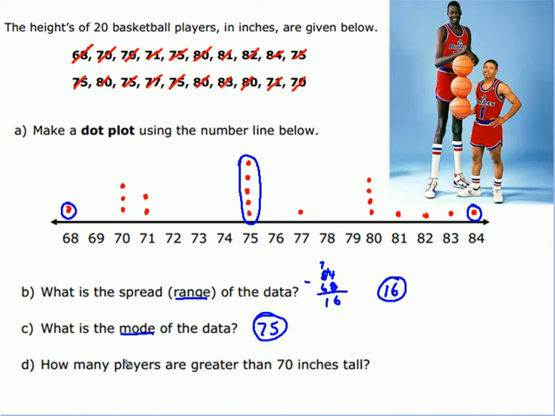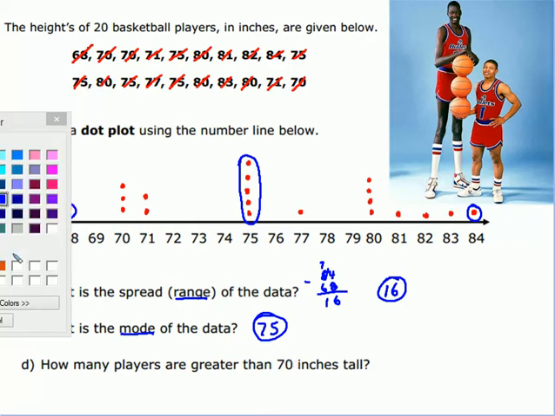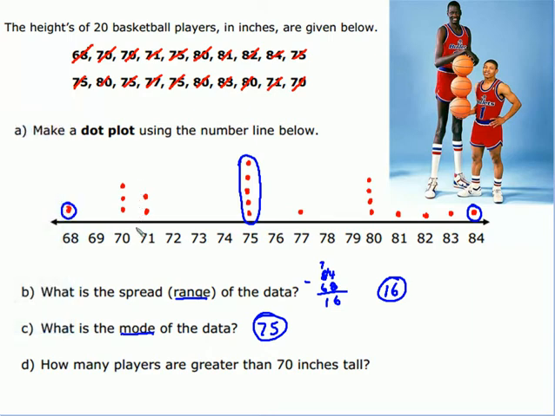And finally, how many players are greater than 70 inches tall? Well, it's pretty easy to tell this when we look at it like this. The players that are greater than 70 inches are all to the right of 70. We don't include the players who are 70. We count the ones that are greater. So we get 1, 2, plus 5 is 7, 8, 9, 10, 11, 12, 13, 14, 15, 16 players that are larger than 70 inches tall.